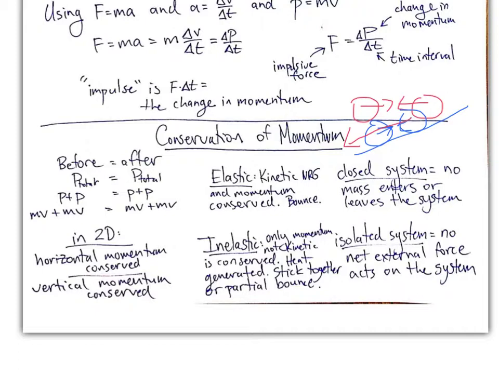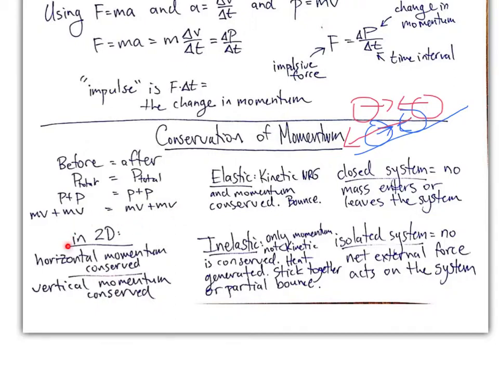So in collisions, we say that the momentum before is equal to the momentum after. So the total momentum of the system before is equal to the total momentum of the system after. And this is what you're probably familiar with: mv plus mv equals mv plus mv, where it would be the momentum of one of the objects plus the momentum of the other object before the collision equals the sum of the momentums after.